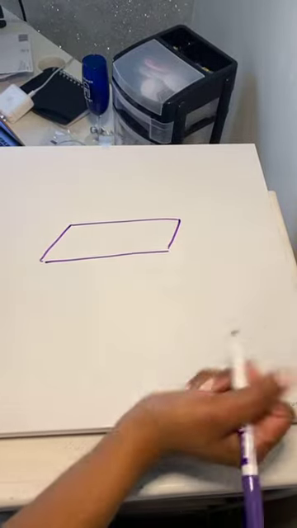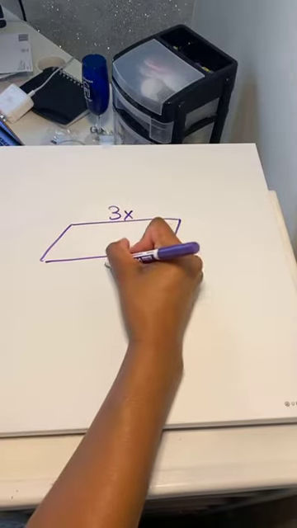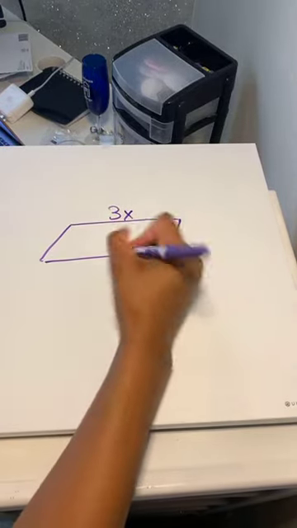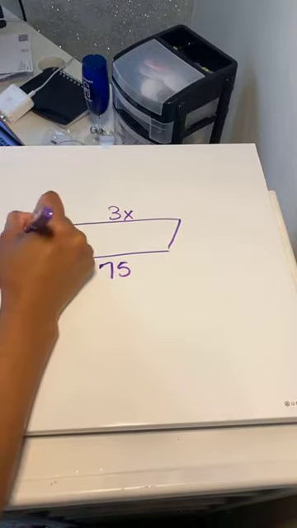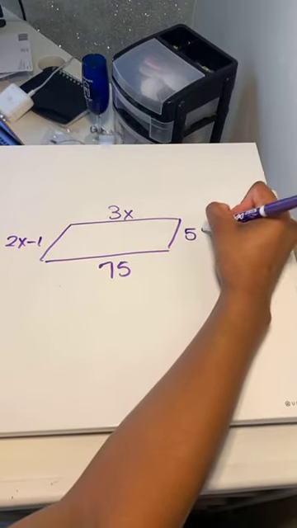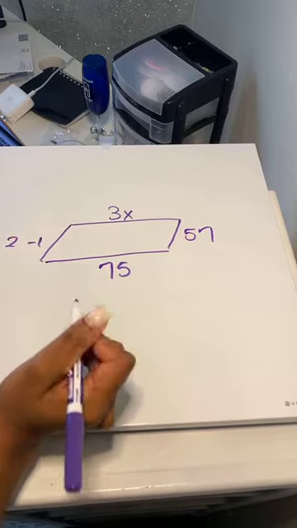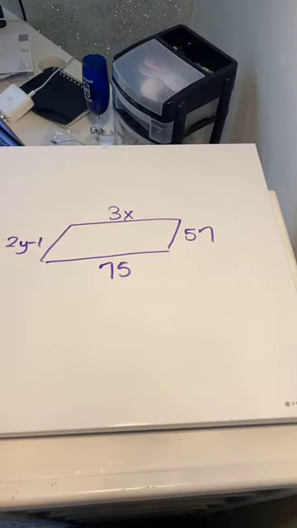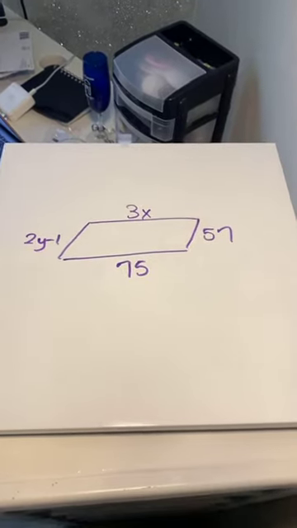So let's say I got 3x and 75. I'm just making up numbers. 2x minus 1 equals 57, right? Not 2x. Let's do 2y. Okay, Vic, let's say they ask you to find all sides.